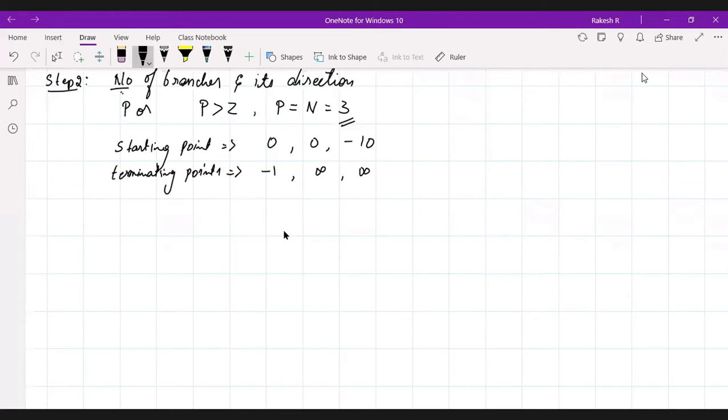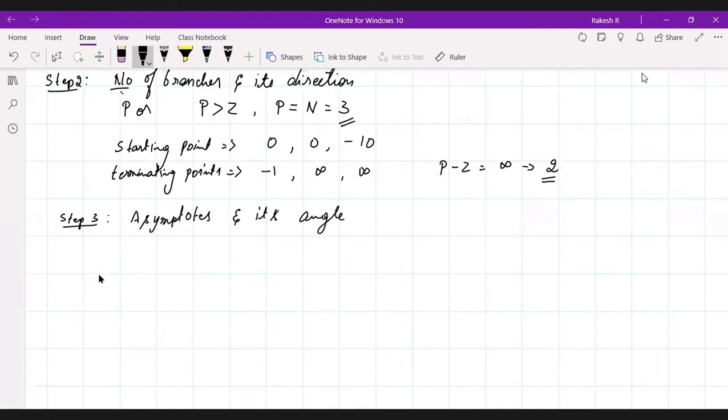Now, the number of branches terminating at infinity will be P minus Z here. So this becomes 2. The number of branches terminating at infinity is 2. So I need to take 2 infinities and 1 zero, that is minus 1. Now what is step 3? Step 3 is to determine the asymptotes and their angles.